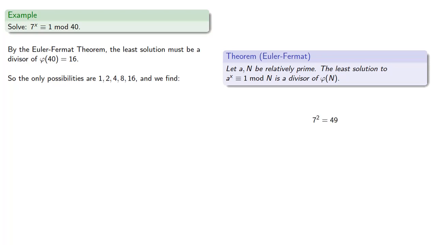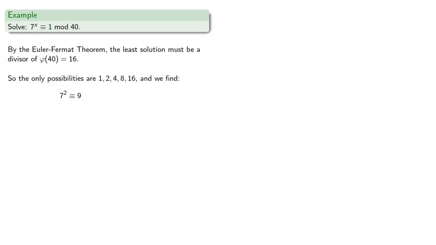7 to the second, that's 49, which reduces down to 9. 7 to the fourth, well, that's 7 to the second times 7 to the second. And the advantage of working mod n is you never have to work with large numbers. We know that 7 to the second is 9, and so 7 to the fourth is 1, and so there's our solution.